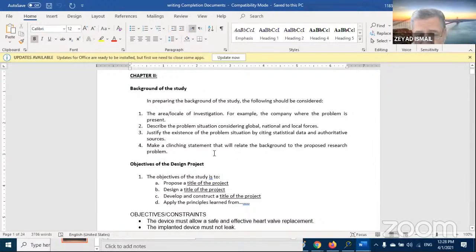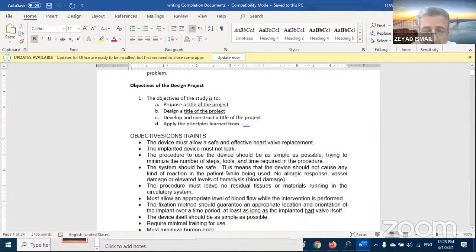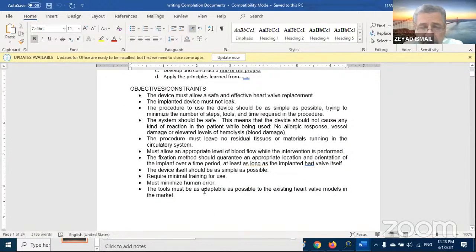Make a clinching statement that will relate to the background of the proposal. Then he will go to the objective of the design. For the objective of the design project, he should include what the objectives are. That will relate to the title, as a proposed title, as a design, as a develop, and applying the principle learned from it. Also, objective constraints.